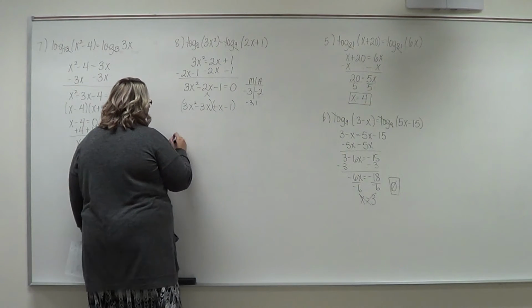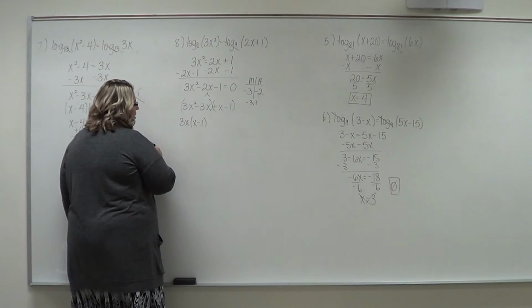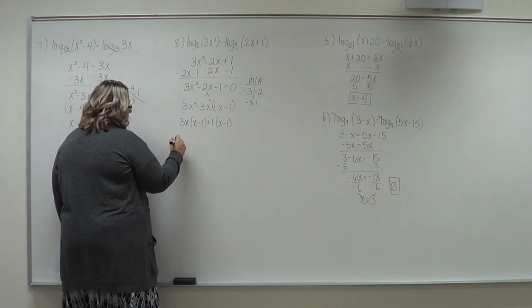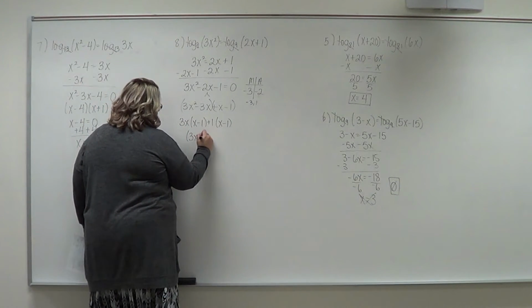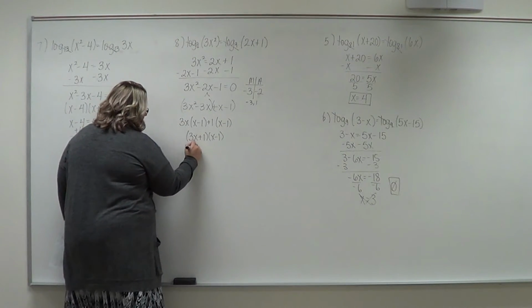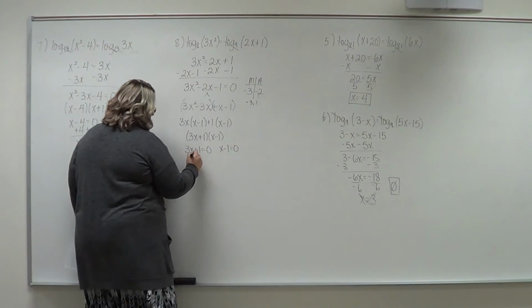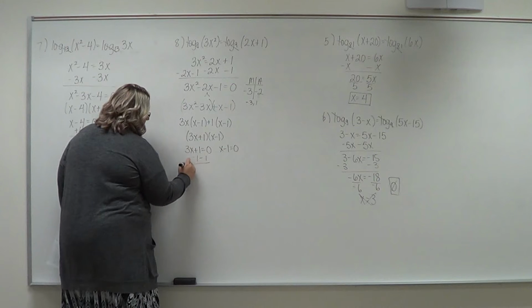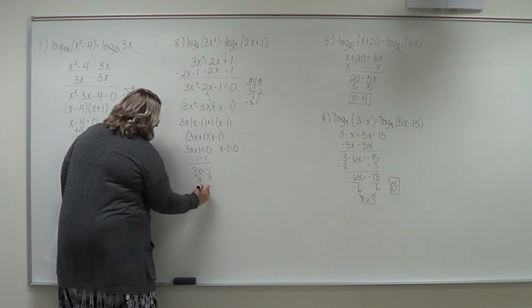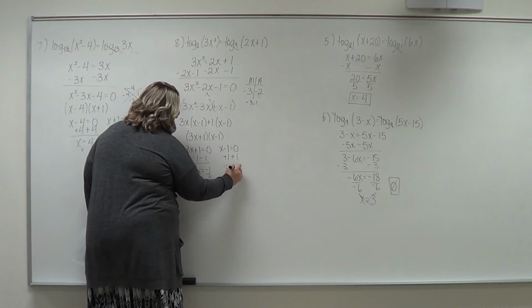Factor by grouping. So the first group you can factor out of 3x, left with x minus 1. Second one you can factor out of 1, x minus 1. So I have 3x plus 1 and x minus 1. And then I would set each part equal to 0. And I would solve. So on this one I would subtract 1, divide by 3. So I get negative 1/3. On this one I would add 1. So I get x equals 1.